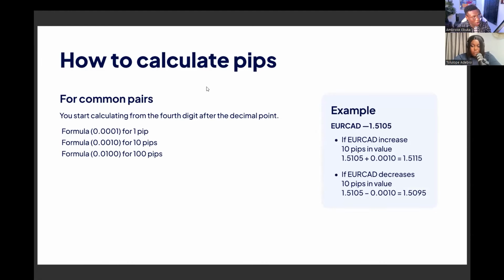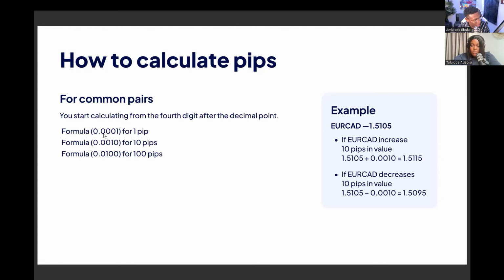Now, if you look at a common pair or a typical pair like EuroCAD, you can see that the entry price here was 1.5105. And let's say EuroCAD increases 10 pips in value. What is going to be your final answer? This 1.5115. And why is this your final answer? We're going to use this formula. The formula for getting 1 pip increase or 1 pip decrease in a common pair or a typical pair is 0.0001. So what you basically do is look at where the calculation starts after the decimal point. For the typical pair, the calculation starts at the 4th digit after the decimal point, right?